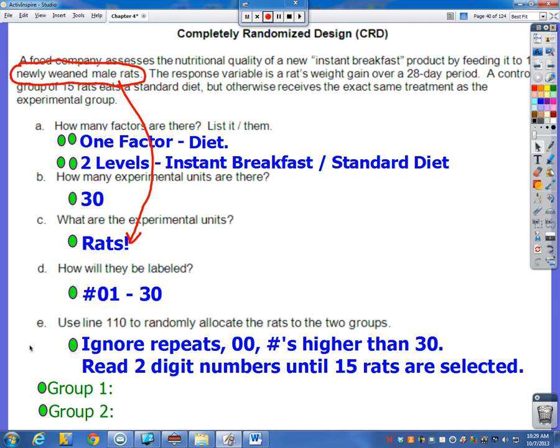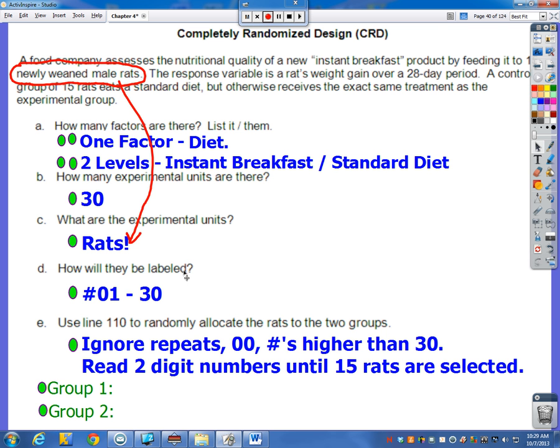Those first 15 rats, they can go in our treatment group, and then the remaining 15 rats can just go in the control group. Or you could switch it around and say, well, I want my first 15 to go in the control group, and the leftover 15 go in the treatment group. It really doesn't matter since the rats have been randomly selected.